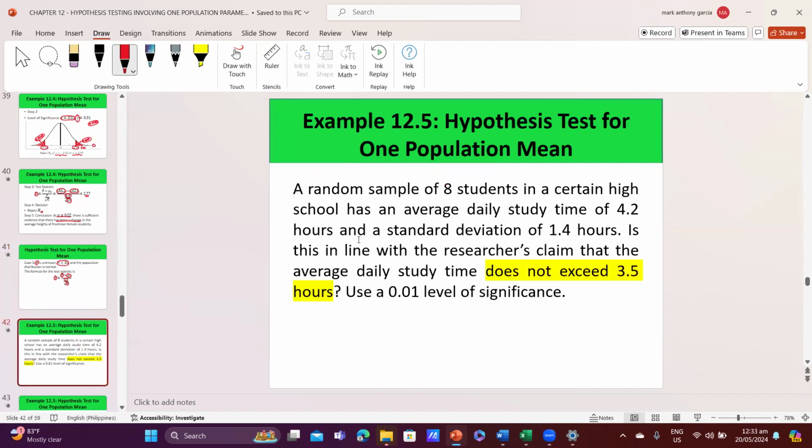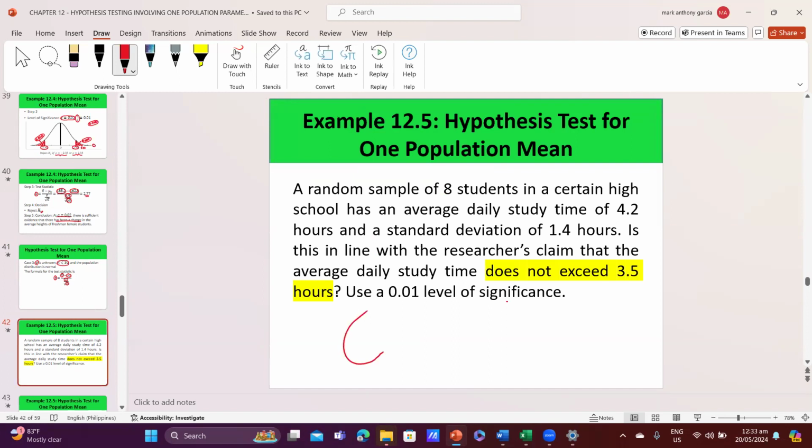So let's illustrate this with an example. A random sample of 8 students in a certain high school has an average daily study time of 4.2 hours and a standard deviation of 1.4 hours. This is in line with the researchers' claim that the average daily study time does not exceed 3.5 hours. Use a 0.01 level of significance.